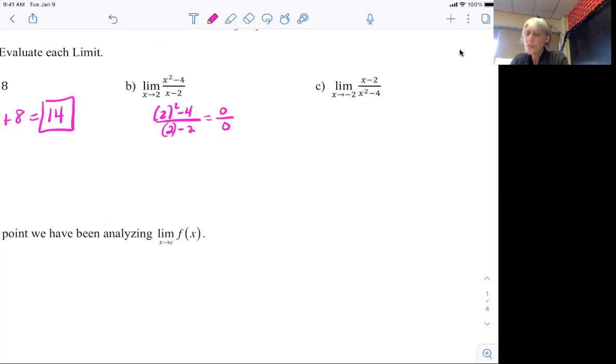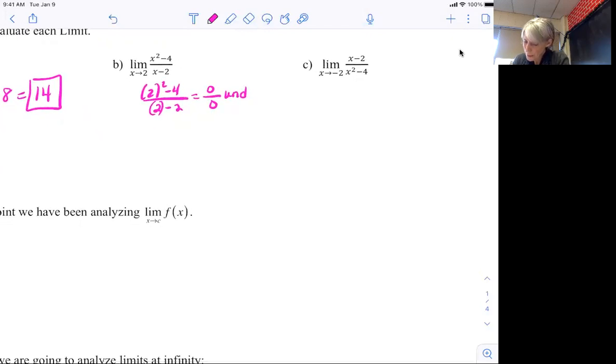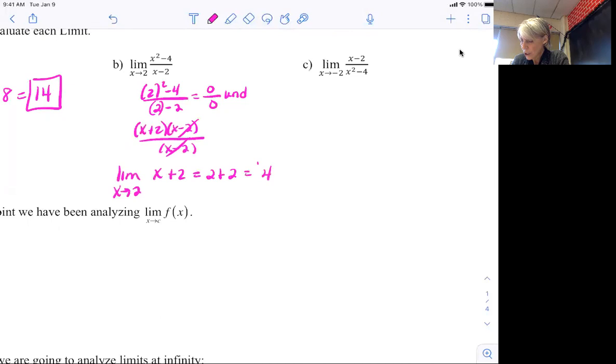And I get 0 over 0. When I get a 0 in the denominator on my first try, it's undefined, but that doesn't necessarily mean I don't have a limit. So I'm going to go back to the function, factor it, simplify, and evaluate in our simplified version. And now I do get an answer.